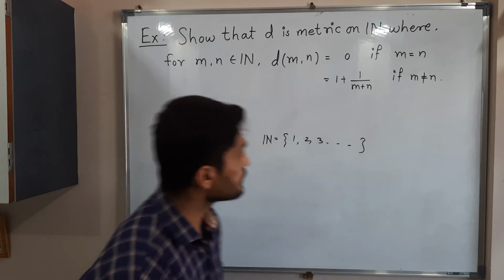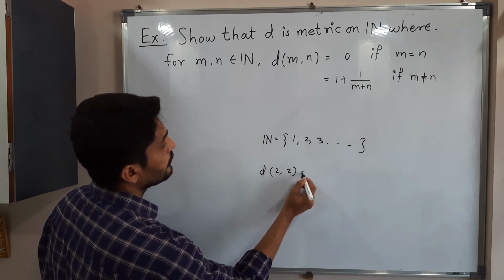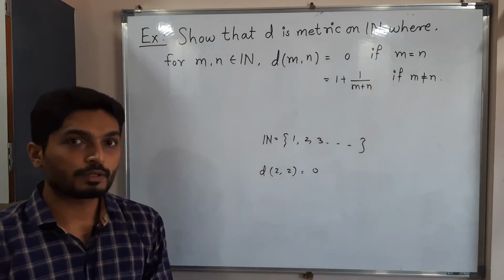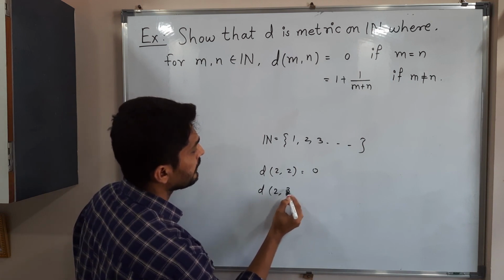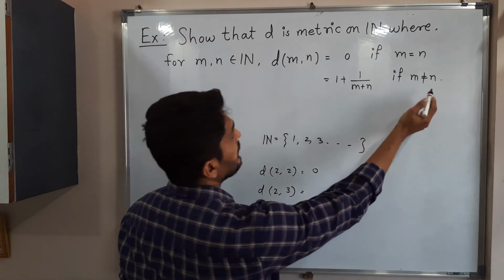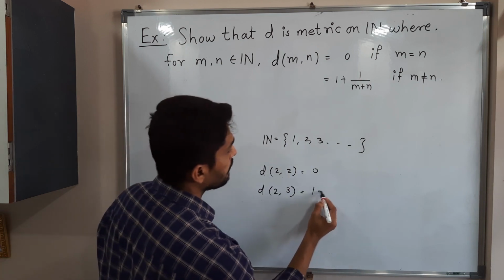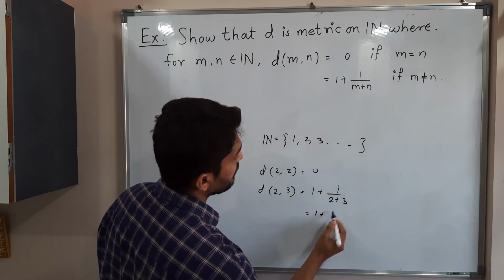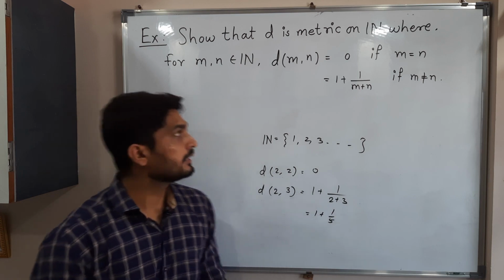See how they have defined this one. D of 2 comma 2: if both numbers are the same, their value is 0. In this way they have defined D. And if you have two distinct numbers, 2 comma 3, so 2 and 3 are unequal, that means we have to follow the second definition. So it will be 1 plus 1 upon 2 plus 3, that means 1 plus 1 by 5. In this way they have defined D.